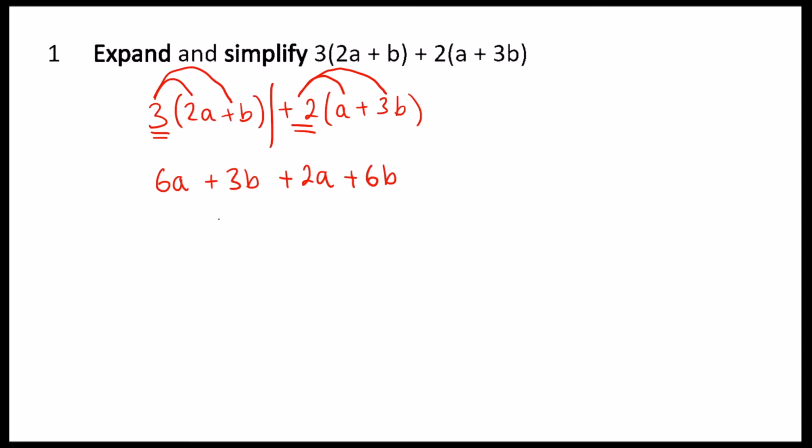Now we've expanded our brackets, we can collect like terms to get our final answer. So we have 6a, and we're adding another 2a to it, which gives us 8a in total, and likewise we have positive 3b, and we're adding another 6b to it, that gives us positive 9b. The reason this is a plus sign is because the amount of b that we have is positive.